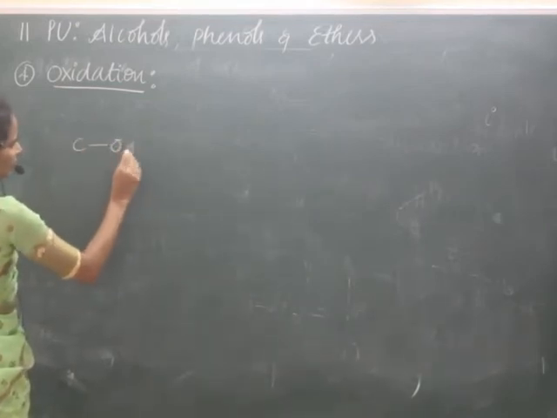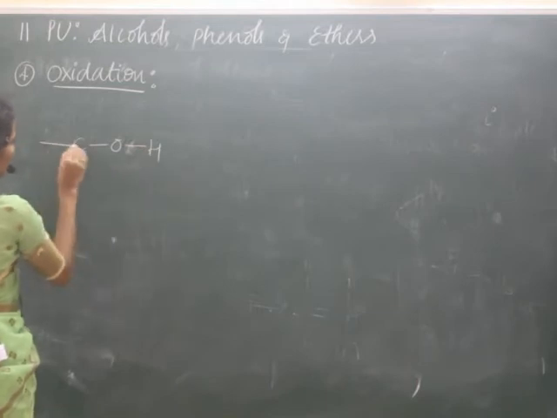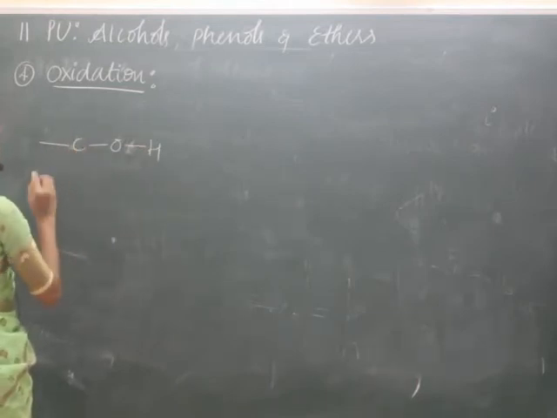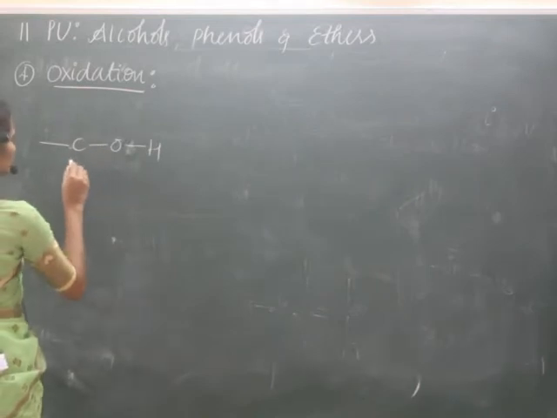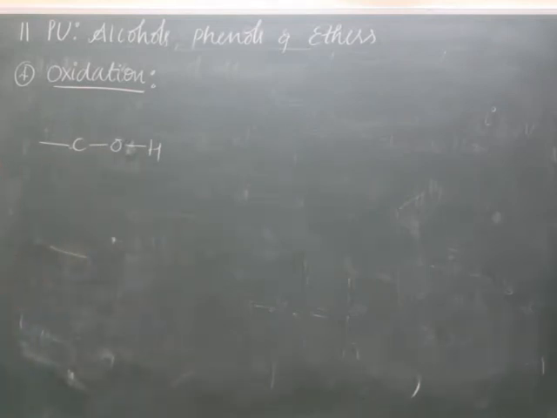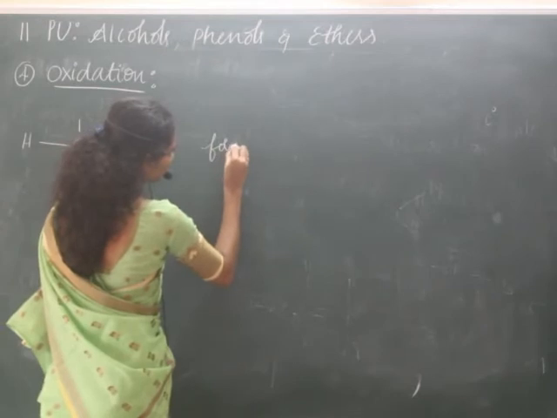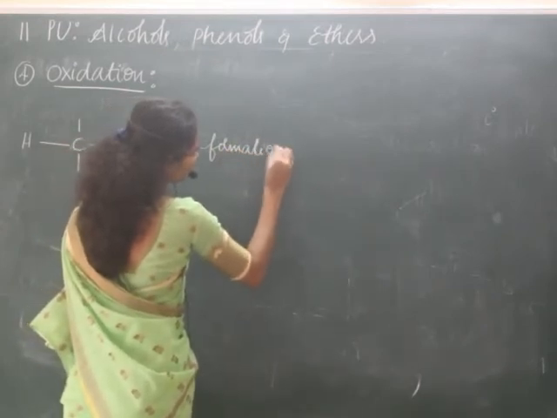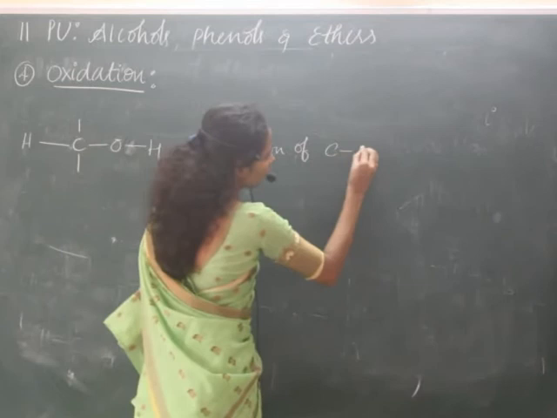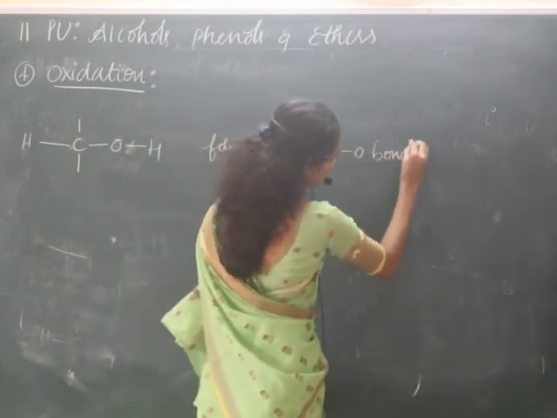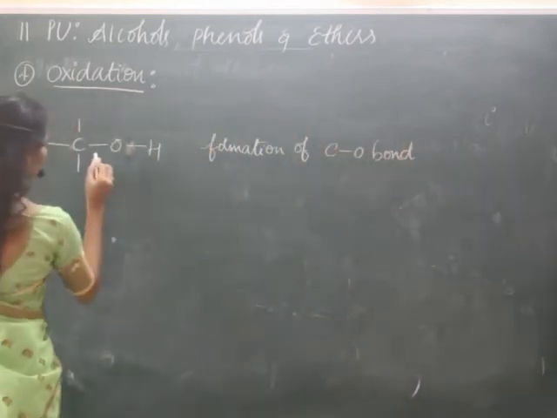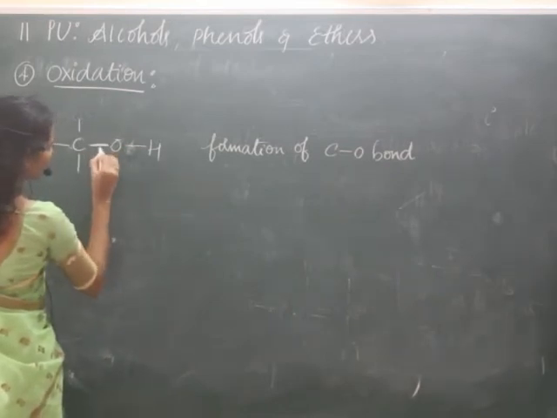COH, I'll write like this, COH, and here it is, one aldehyde, right? So in oxidation, formation of carbon oxygen bond takes place. Formation of this one, carbon oxygen bond formation takes place here.